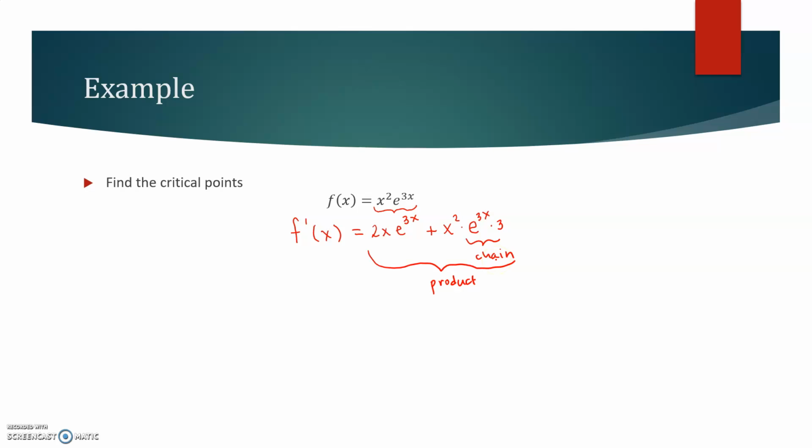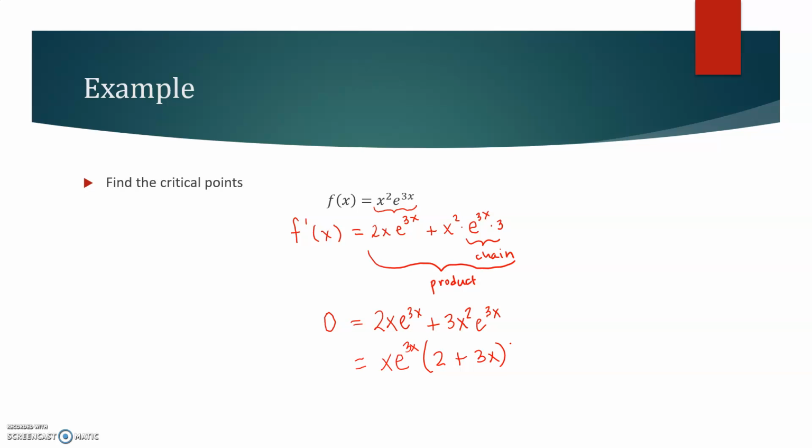Now it looks to me like this function has no undefined spots because it's exponential, and it doesn't have a place where it's undefined, but it could equal 0. So I'm going to look at that. And I strongly recommend that you do factoring to find this. So we're going to go ahead and take an x out of both terms and an e to the 3x out of both terms. So we have 2 plus 3x.